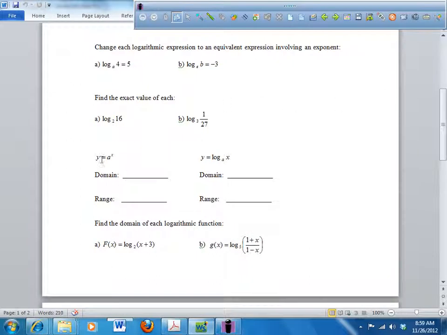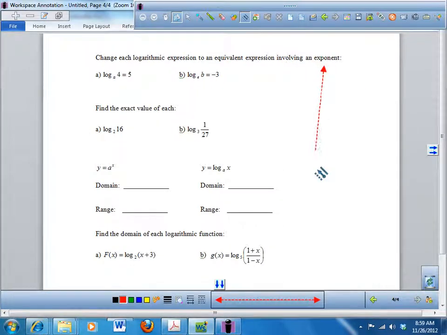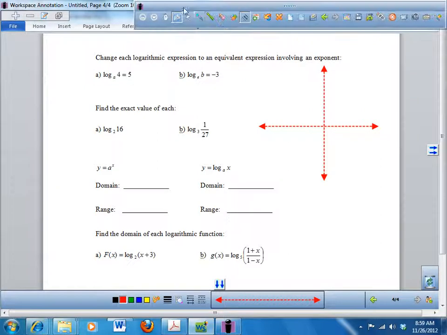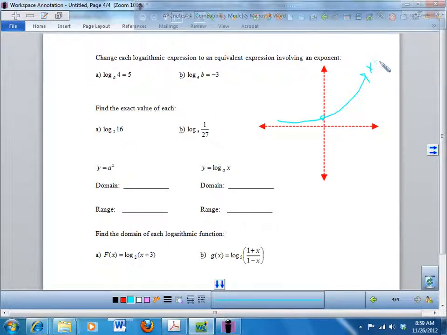So for this one, to look at the domain and range, I'm going to draw a little graph, okay? Domain and range, and draw a little graph. It doesn't go down like I just drew it, but sometimes it's kind of hard. So the domain, if this is y equals a to the x, we kind of talked about this. Domain is all real numbers.